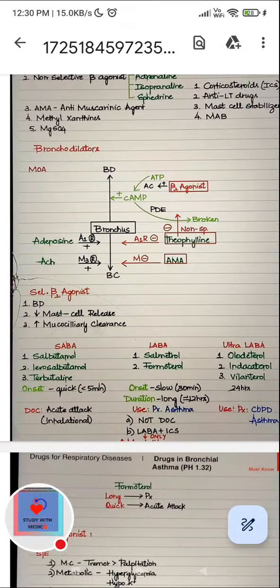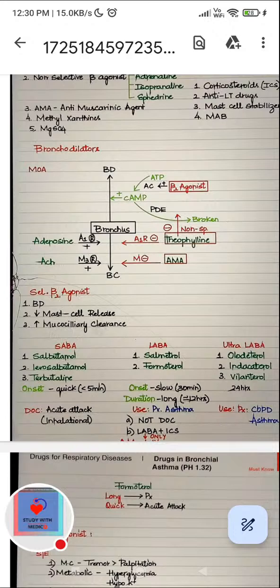So let's talk about bronchial asthma. Guys, this chapter is of utmost importance, and whatever chapters I'm going to discuss, the respiratory, CVS, autocoids and all, these are highly important. So without wasting a single second, let's start with bronchial asthma.